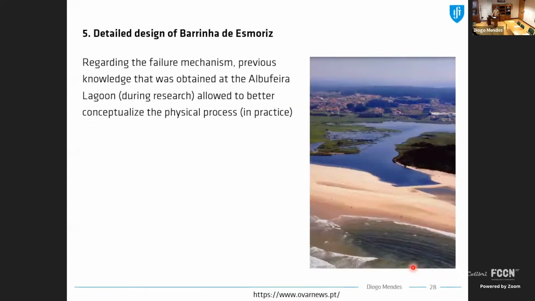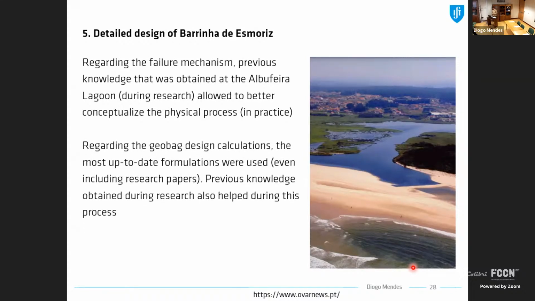In summary, regarding the failure mechanism, previous knowledge that was obtained at Albufeira Lagoon, especially how the inner channels function, and this knowledge was obtained during research, allowed us to better conceptualize the physical processes that eventually led to the failure mechanism in practice. Regarding the geobag design calculations, the most up-to-date formulations were used. And so previous knowledge obtained during research, how to search for information and how to be acquainted with the most up-to-date studies, was also helpful during this process. And this is an interesting case because it even included research papers from a very large physical experiment that was made in a 3 meter long wave flume that included design calculations of these geobags.